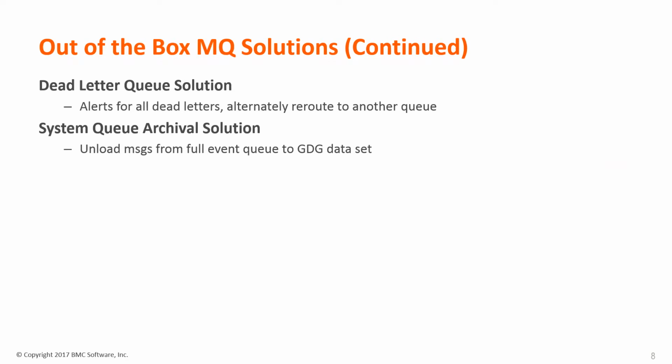Additional MQ solutions include a dead letter queue solution, which generates an alert anytime a message arrives on the dead letter queue. There's also a system queue archival solution that will unload all of the messages from a queue to a GDG whenever a full queue event occurs.